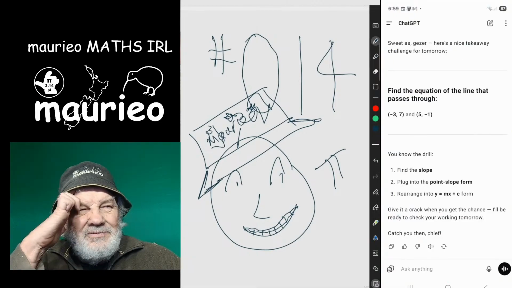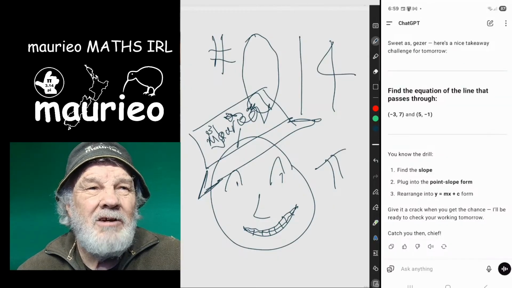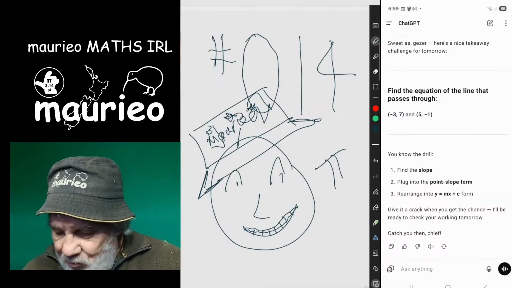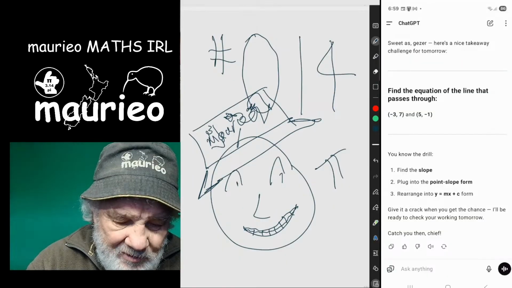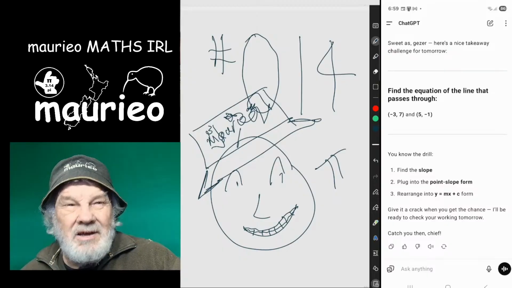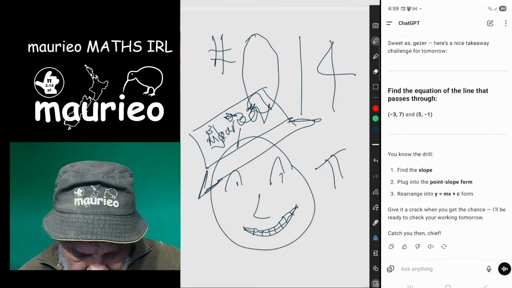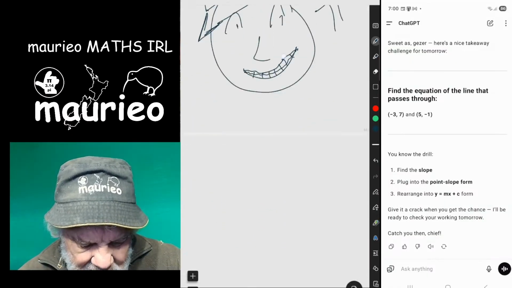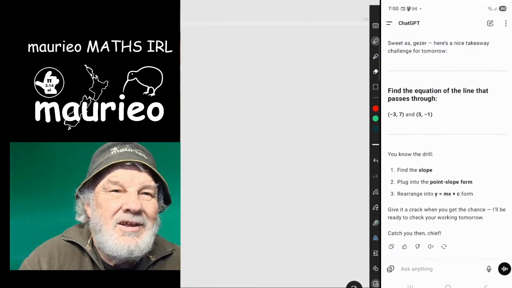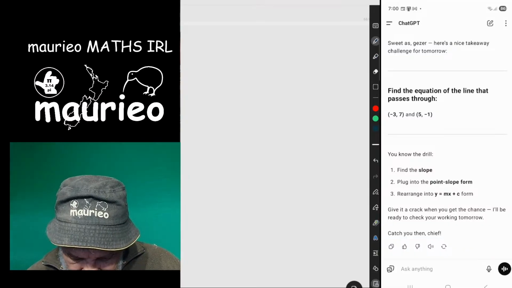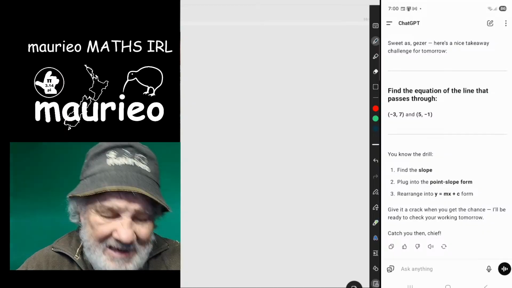So last night I left you with a bit of a problem: to determine the graph between 2 points. And here they are: -3, 7 and 5, -1. My recommendation is always to draw it. Always draw your diagram. I'm a very visual person, and I like hands-on, so I like to get in and get it done.